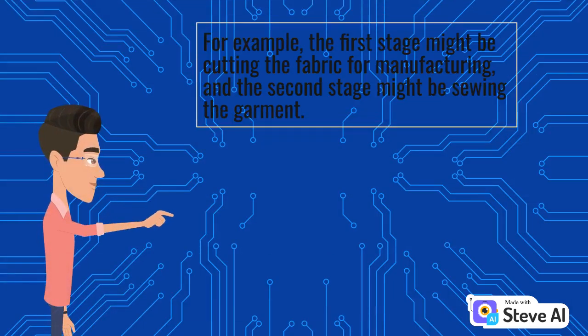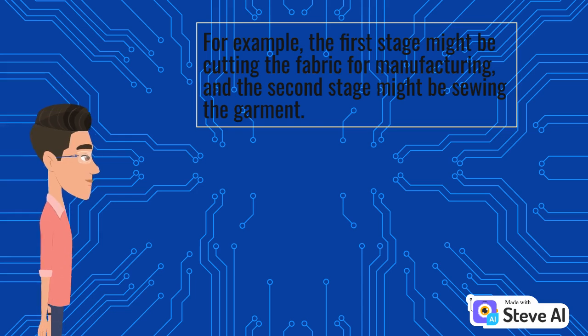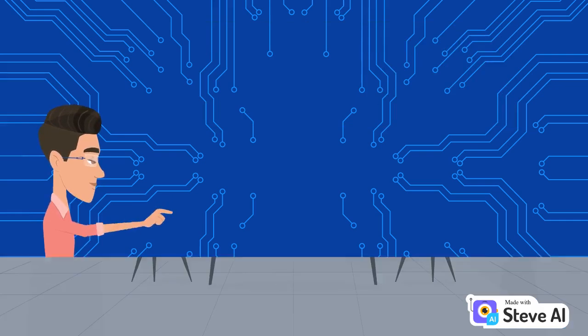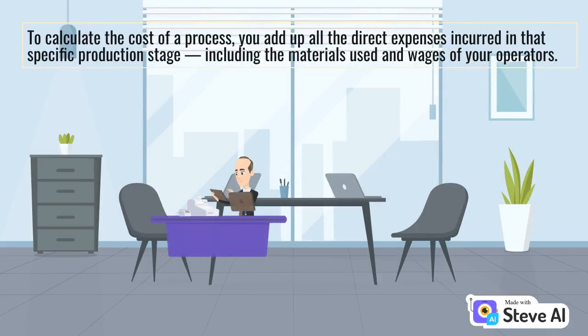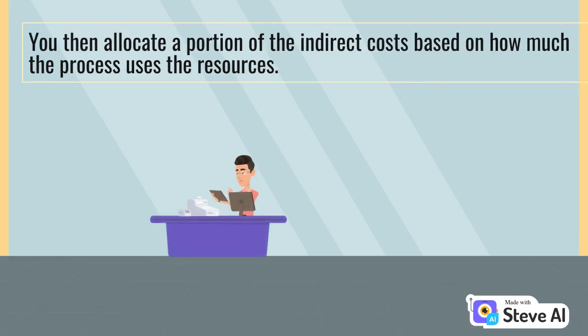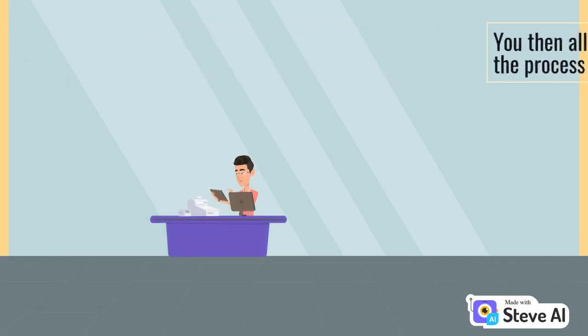For example, the first stage might be cutting the fabric for manufacturing, and the second stage might be sewing the garment. To calculate the cost of a process, you add up all the direct expenses incurred in that specific production stage, including the materials used and wages of your operators. You then allocate a portion of the indirect costs based on how much the process uses the resources.